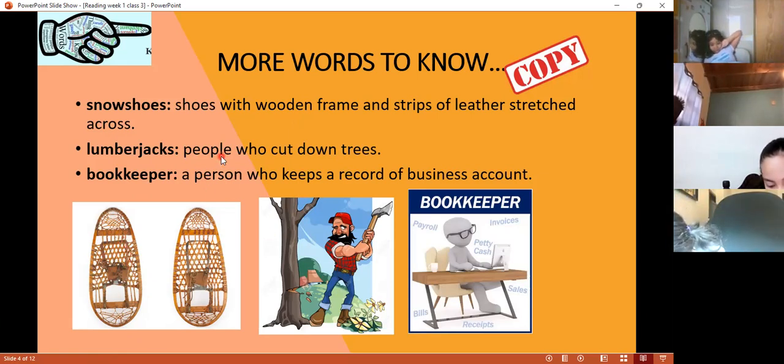And now number 2, lumberjacks. Remember, a lumberjack is a person who cuts down trees. The person that cuts trees is considered a lumberjack. Like this boy is cutting a tree.